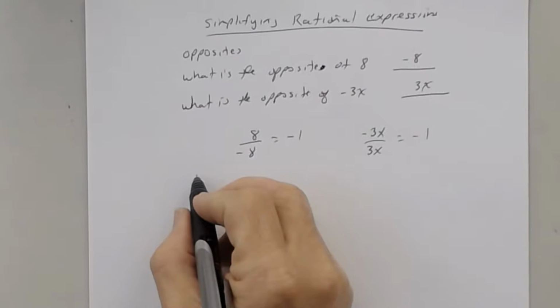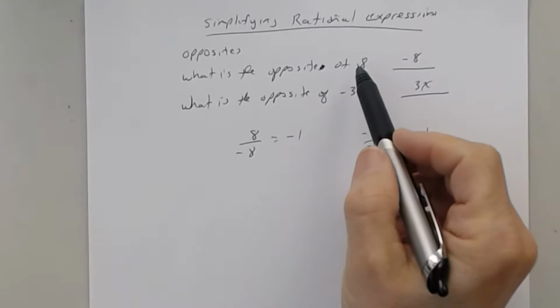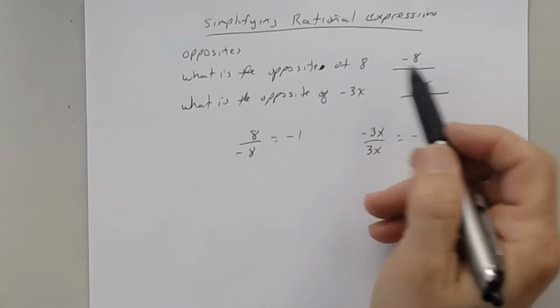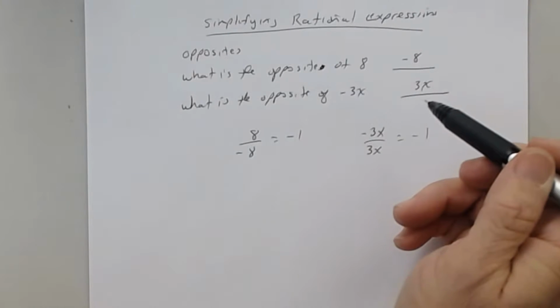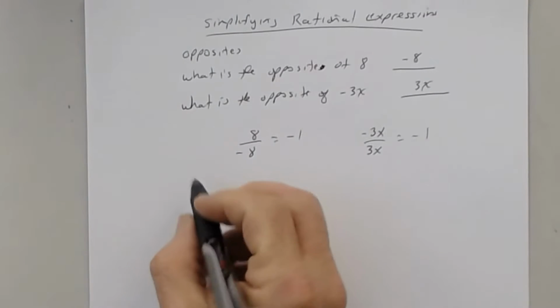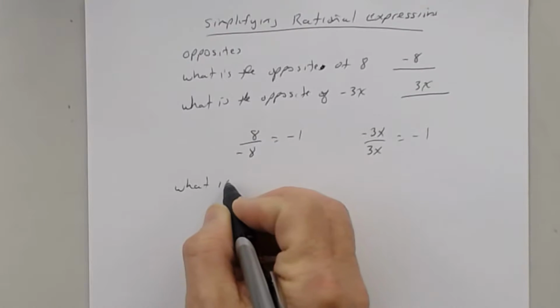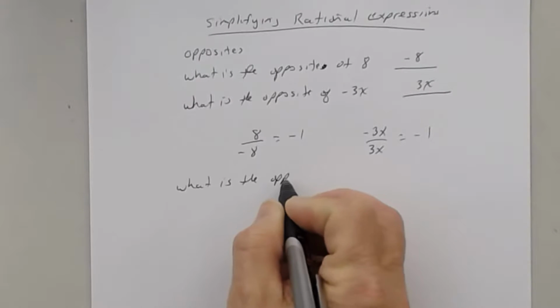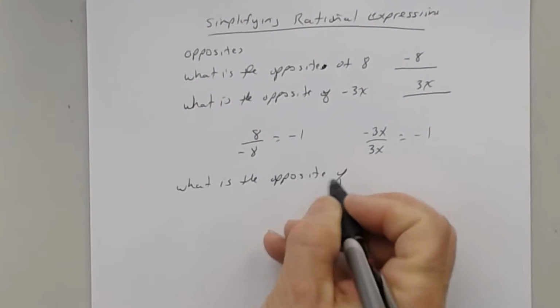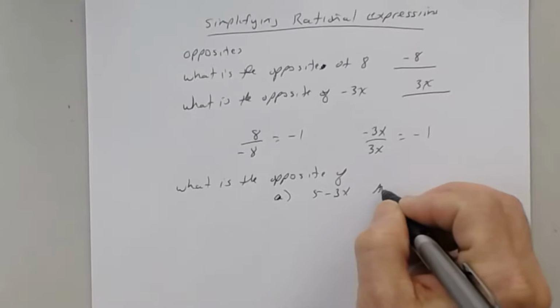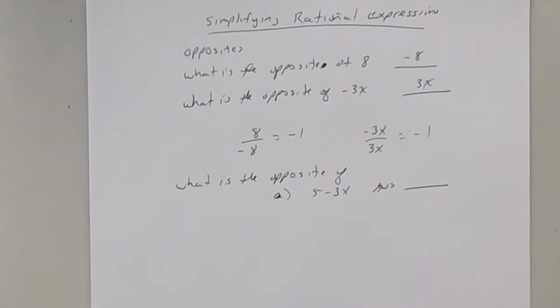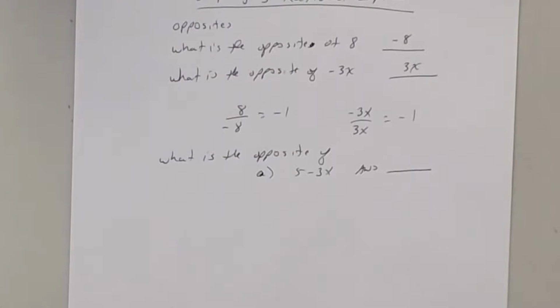Okay, now, when I looked at 8, all I did was change the sign to find the opposite, right? So 8 became -8. -3x became positive 3x. So what is the opposite of, let's say the first one is 5 minus 3x? What's the opposite of 5 minus 3x? -5 plus 3x.